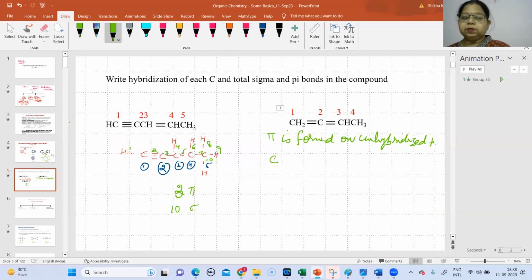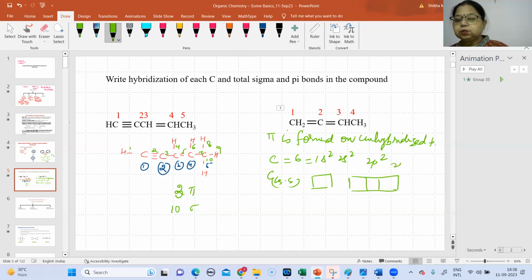Let's recall what carbon's atomic number was. It was 6, 1s2, 2s2, 2p2. We were drawing carbon in the ground state as we drew 2s and 2p. We said it has a paired electron in 2s. Then we said carbon is tetravalent, so it must have 4 unpaired electrons. So carbon in the excited state should have 2s unpaired, then 3 2p unpaired.